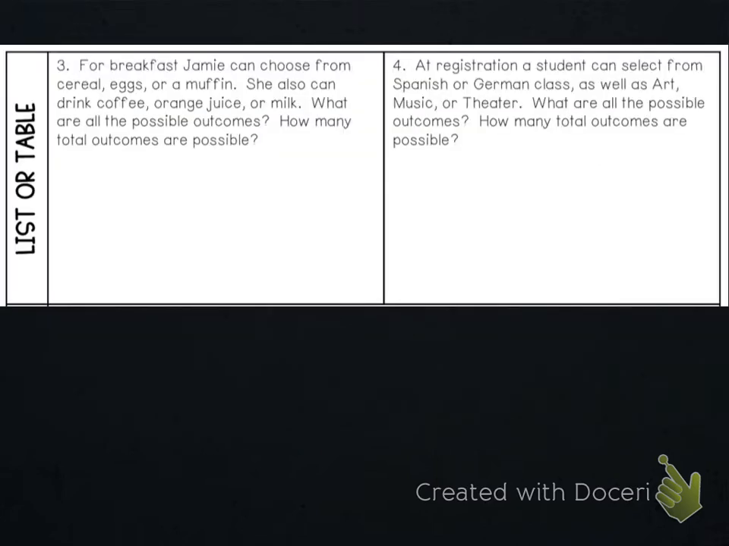Number 3. So number 3 says that for breakfast, Jamie can choose between cereal, eggs, or a muffin. And she can also drink coffee, orange juice, or milk. What are all the possible outcomes and how many total outcomes are possible? Okay, so for our food, let's look at our food.